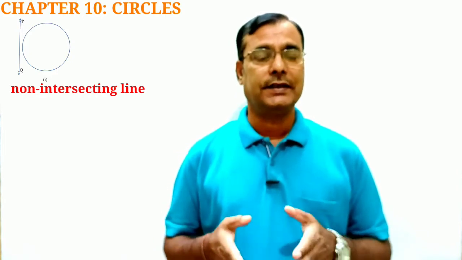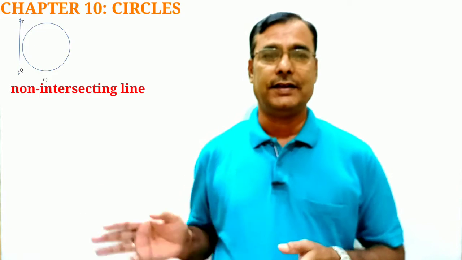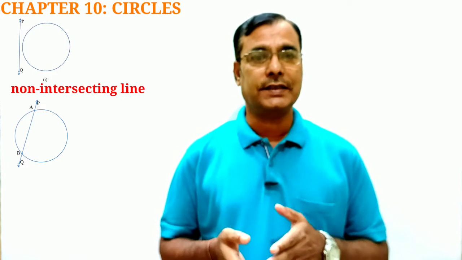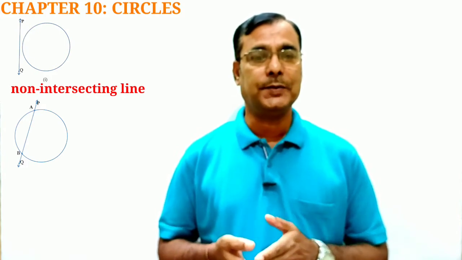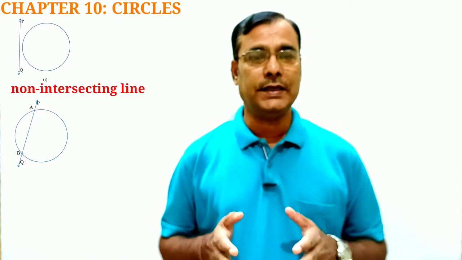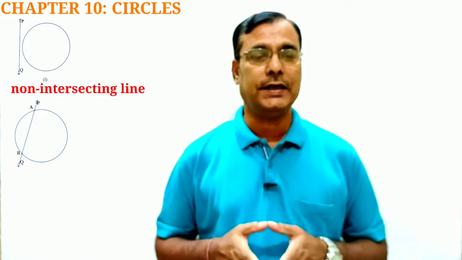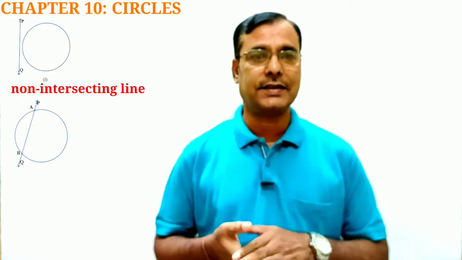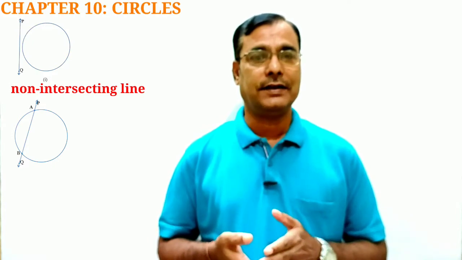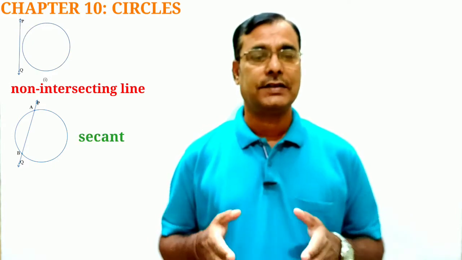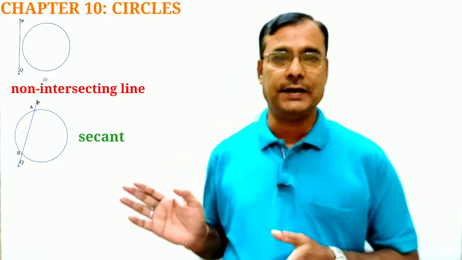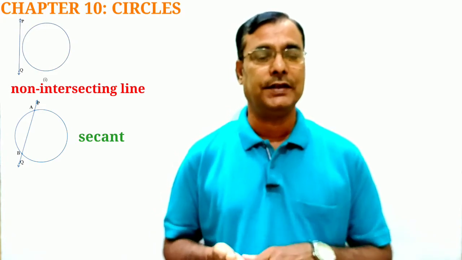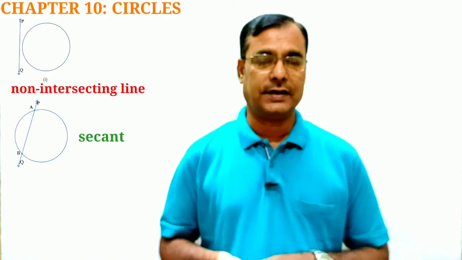The second possibility is that the straight line intersects the circle, as shown in this figure. In this situation, straight line PQ intersects the circle at two distinct points A and B. So the two points A and B are the common points between straight line PQ and the circle. Such a straight line which intersects a circle at two distinct points is called a secant to the circle. So PQ is a secant to the circle.